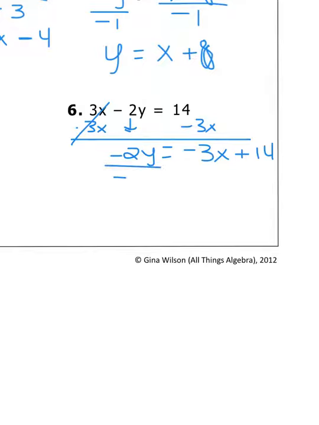Now we need to divide by negative 2. So negative 3 divided by negative 2, since they're both negatives, goes to positive. So we have 3 over 2 times x. And 14 divided by negative 2 is negative 7. So we subtract 7. And that's our answer.